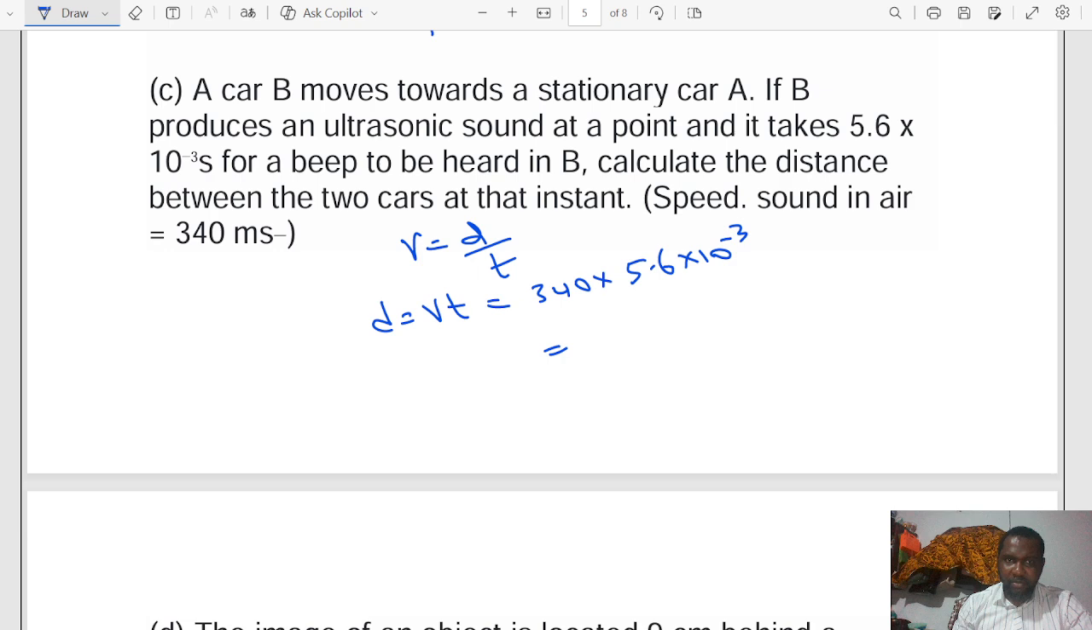So let me use my calculator. We have 340 multiplied by 5.6. That's 1904. So the whole of this is 1904 times 10 to the power minus 3, which is going to give us 1.904 meters. So that's the distance between both cars.